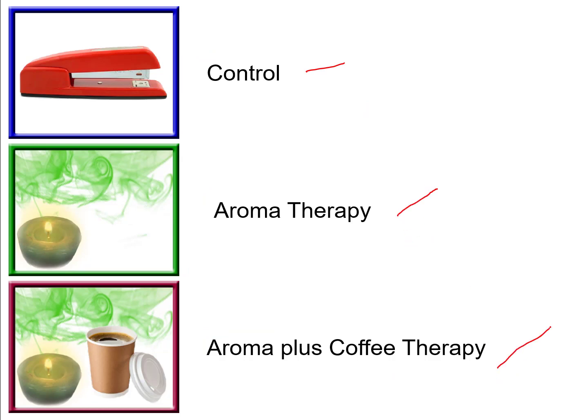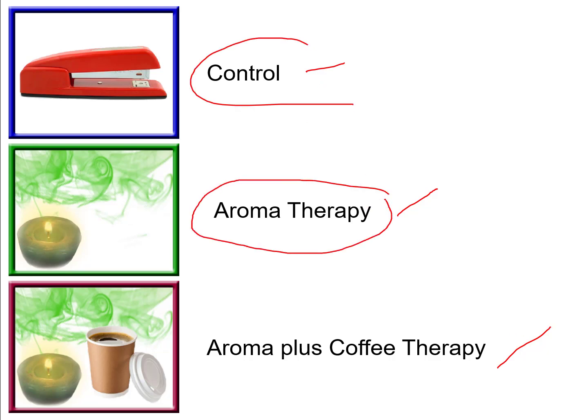So I've got a sample of students. They're all experiencing some statectomy sadness. And I randomly assign those students to three groups. Some are in the control group, some are in the regular treatment, aromatherapy, and some are in the enhanced therapy, the aroma plus coffee therapy. And I want to see if there's a difference between these three groups in their levels of happiness at the end of treatment.